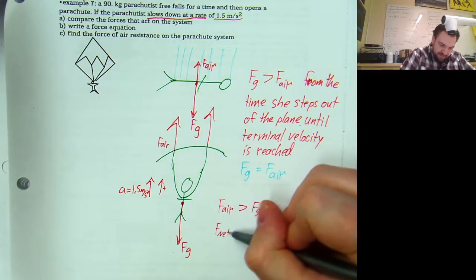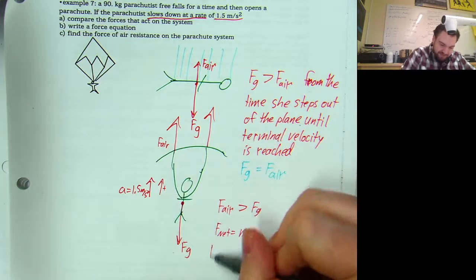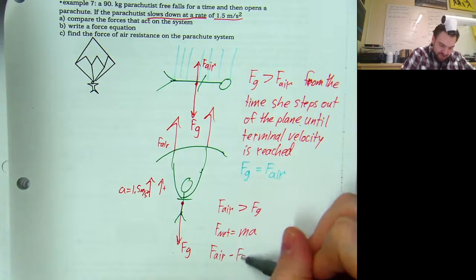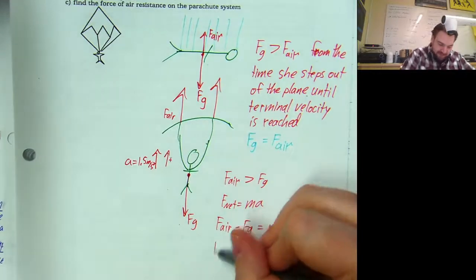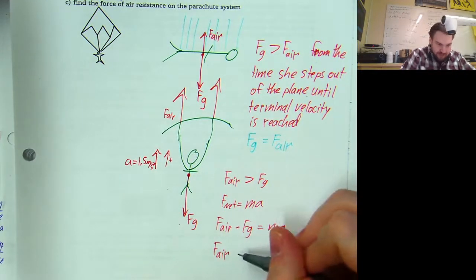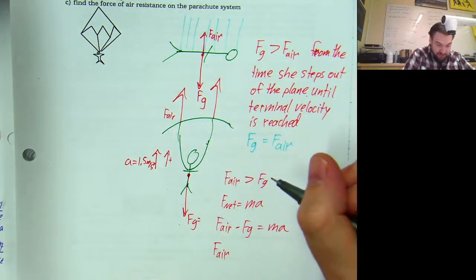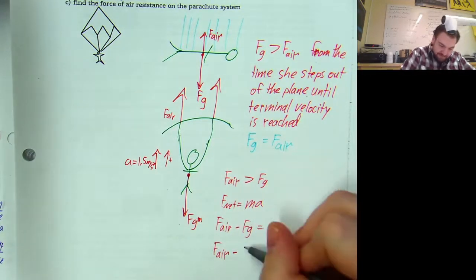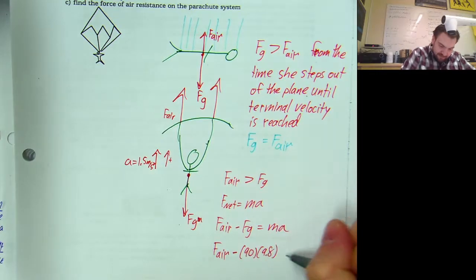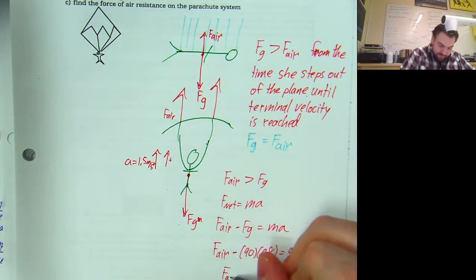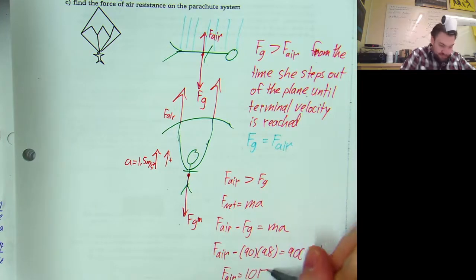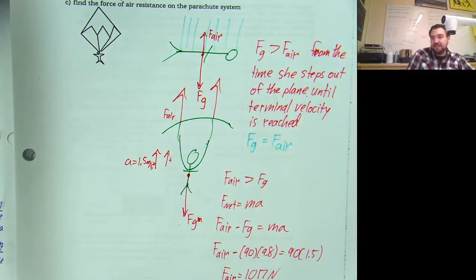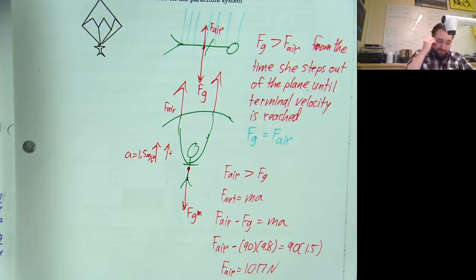So when we've got F net equals ma, I called up positive, so this is going to be F air minus Fg equals ma. F air is what we're looking for. She's 90 kilograms, so I know the value for Fg. I'll just put it into the equation: F air minus 90 times 9.8 equals 90 times 1.5. If you run that, you're going to find that the force due to the air is 1,017 newtons. Flip the page.